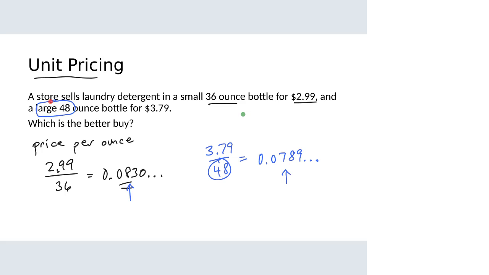If you did it upside down from this and said, I'm going to figure out how many ounces I get for every dollar, that's absolutely fine. That makes perfect sense, and you'd get the same result. If you did, how many ounces am I going to get for $1? We divide it that way and find that the large bottle is the better buy. Let me know if you have questions on that. We're going to spend a little more time on this question.